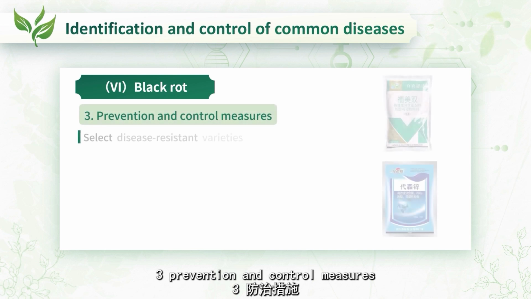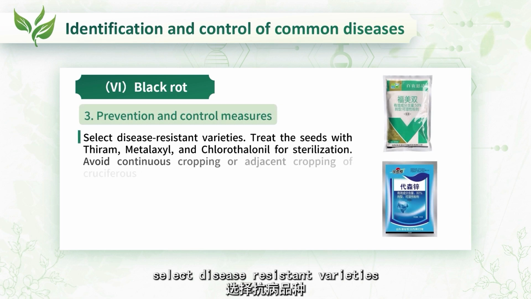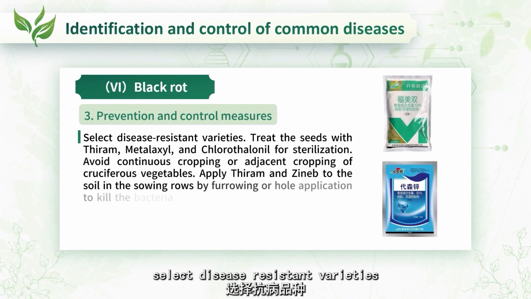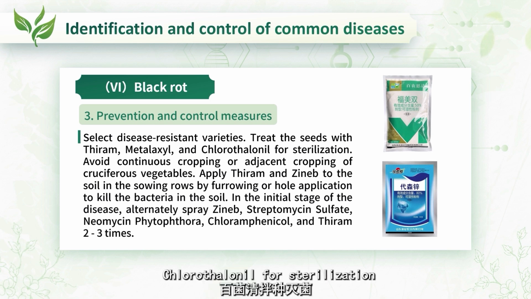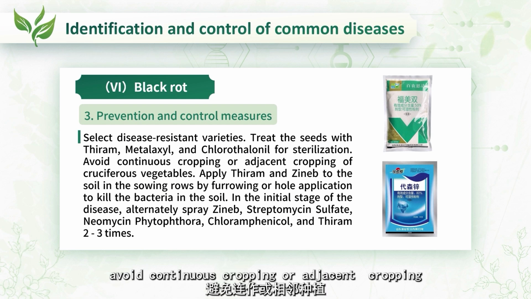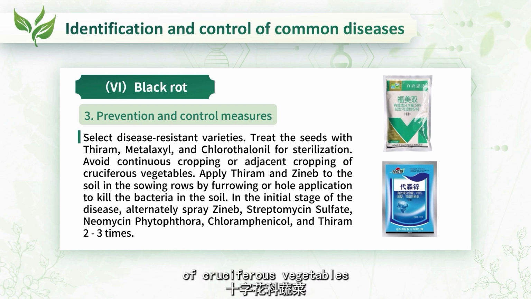3. Prevention and control measures. Select disease-resistant varieties. Use Theorem, Ridomil, chlorothalonil for seed dressing to sterilize. Avoid continuous cropping or adjacent planting of cruciferous vegetables.